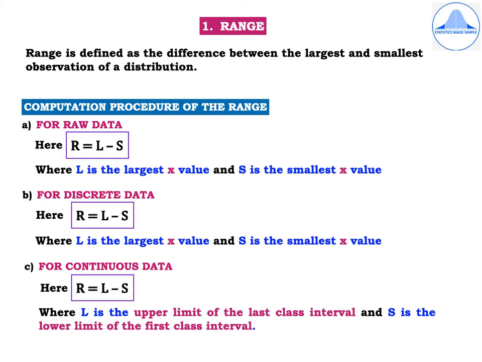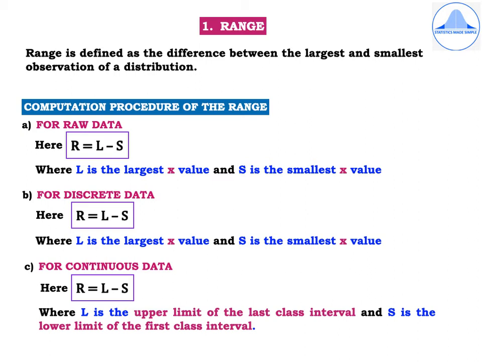Let us learn about the first measure of dispersion, that is the range. Range is defined as the difference between the largest and smallest observation of a distribution. The computation procedure of the range for raw data: you know that for raw data only the x values will be given. So the formula is R equal to L minus S, where L is the largest x value and S is the smallest x value.